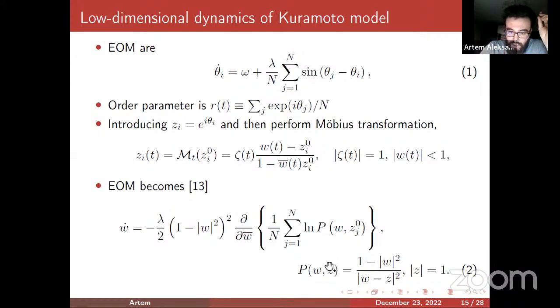Here the function P is the so-called Poisson kernel. It is the Poisson kernel that naturally appears when one considers the solution of boundary problems in two-dimensional space. Okay, is it clear, or should I comment on something?